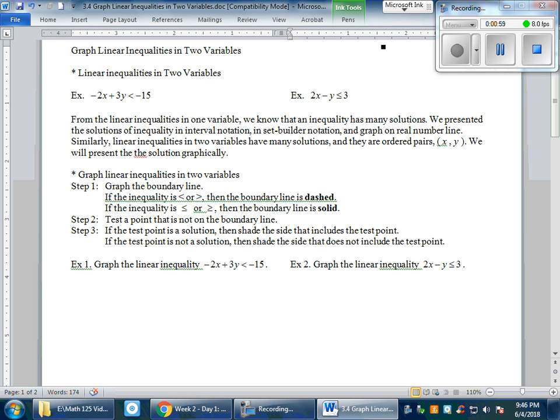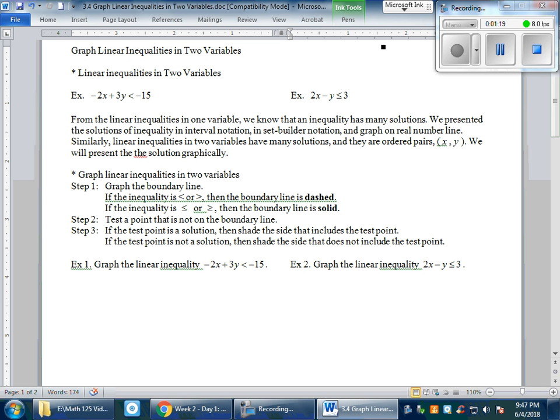So dashed line basically means the points on that line are not part of the solution. A solid line basically indicates that the points on the boundary line are also a part of the solution of this inequality.